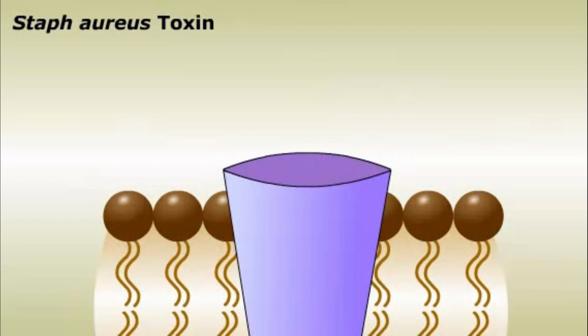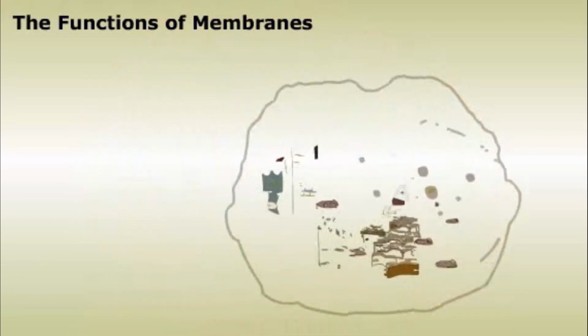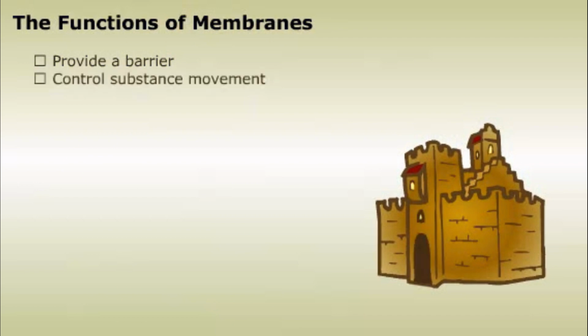What happens to the cells after this type of damage? Let's move on to membrane function and see. The most basic function of cell membranes is to provide a barrier between cells or organelles and their environment. If cells were built like fortresses, they'd be protected from their environment, but would die from isolation. Instead, membranes are built to control the movement of substances in and out of cells.